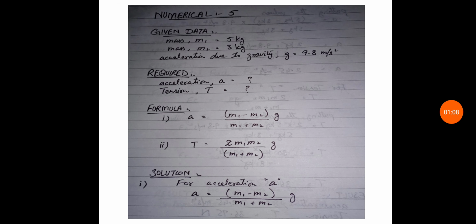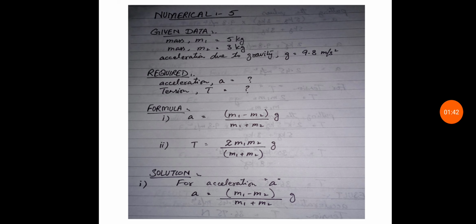Now let's start. The given data is mass m1, that is 5 kg, because in Atwood's machine we have done that m1 must be greater than m2. m1 is 5 kg and m2 is 3 kg. Now the acceleration due to gravity is a constant value. It is also written in this numerical, that is equal to 9.8, a fixed value. Required is the acceleration a and the tension T.